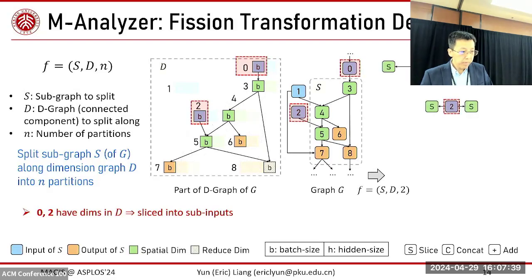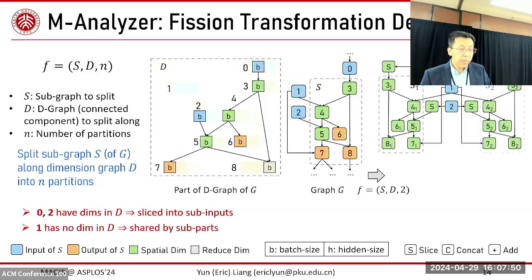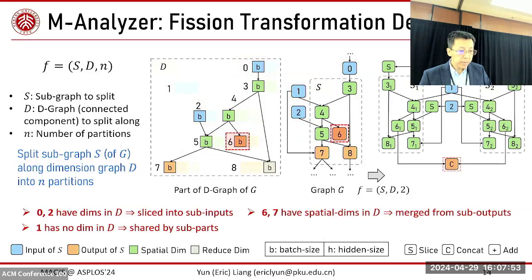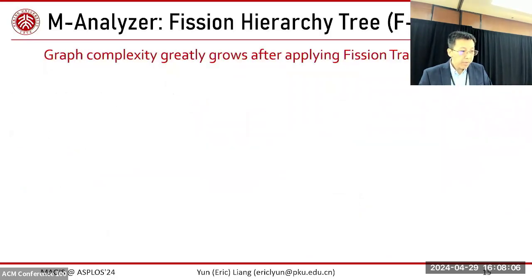Because nodes 0 and 2 have dimension in D, they have to be sliced, so we introduce this slice operator. Node 1 has no dimension in D, so it can be shared. For the outputs, nodes 6 and 7 have a spatial dimension in D, so they have to be merged, and we introduce this concatenate operator. Node 8 has a reduced dimension, so it needs to be summed up. And the graph complexity actually grows after applying this Fission transformation.